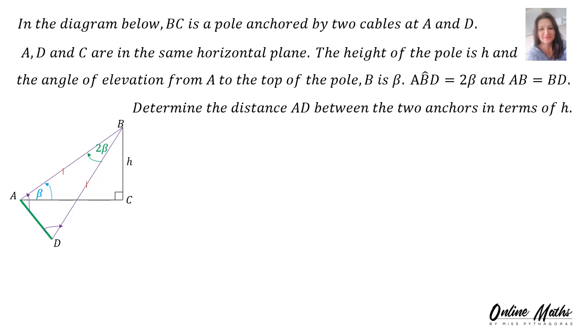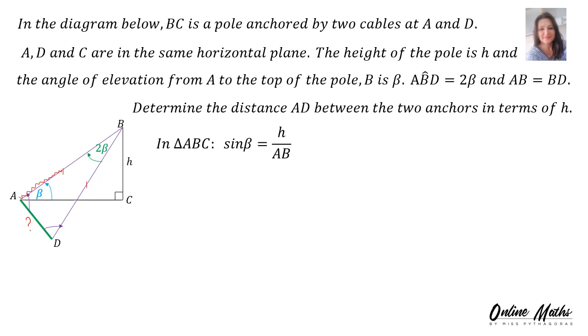Now, remember, when we want the length of AD, we will always start in the furthest triangle from AD, and we will make the link between the two triangles the subject of the formula. So in this case, the link between the two triangles is side AB. Now we will start with the furthest triangle, which is triangle ABC, the right angled triangle.